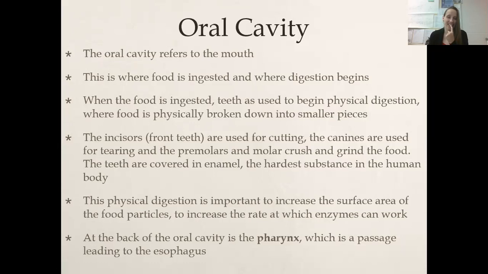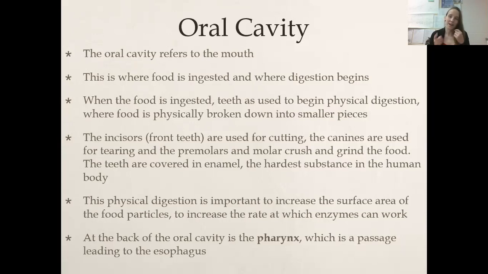You have your front teeth, which are called incisors. They're used for cutting. The canines, the pointy ones, are used for tearing, especially into things like meat. The molars and premolars crush and grind the food. And your teeth are all covered in enamel, which is actually the hardest substance in the human body. And this physical digestion is really important because it increases the surface area of your food particles, which means that the chemical digestion can work more efficiently.